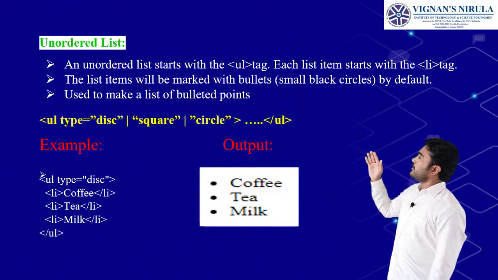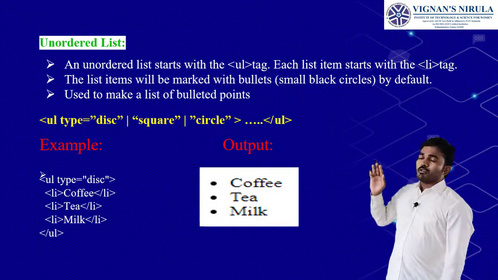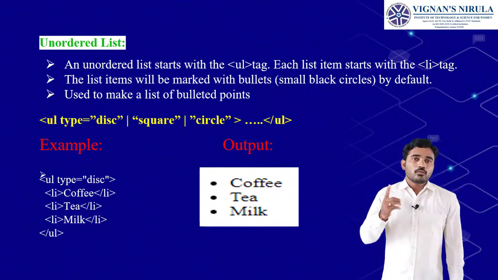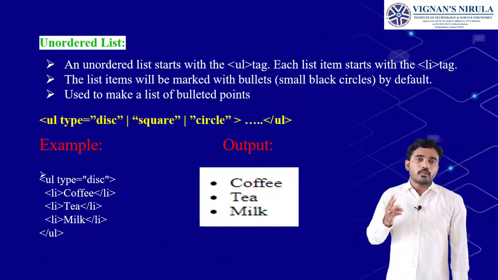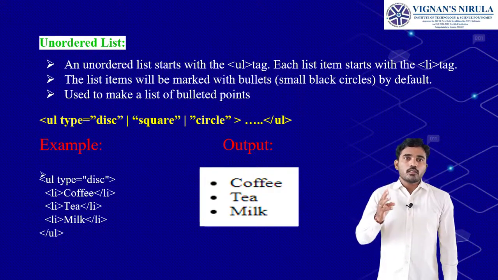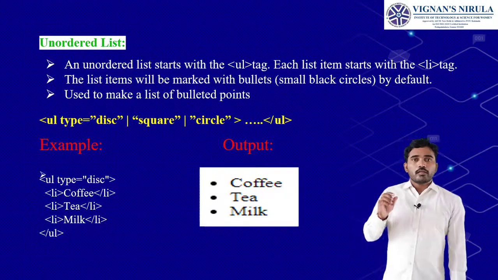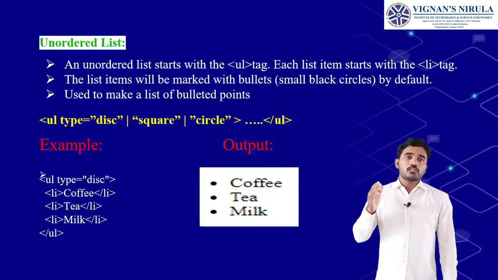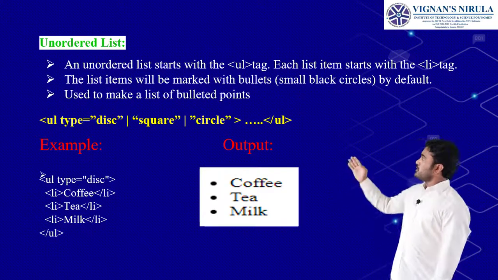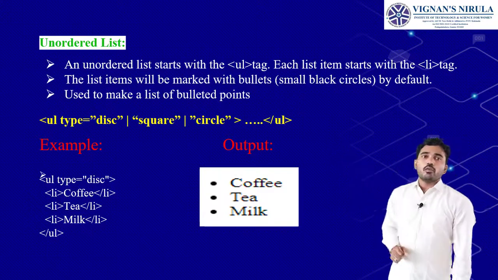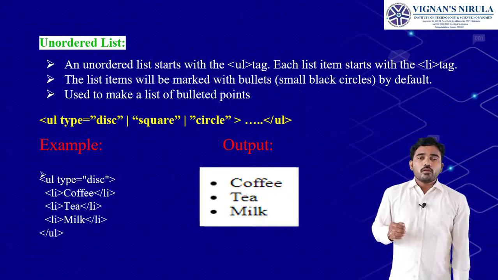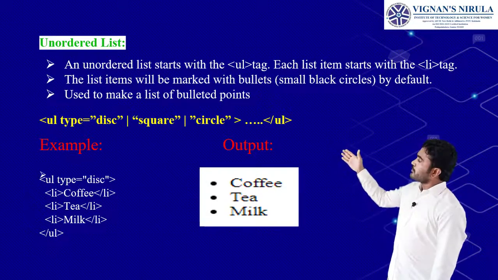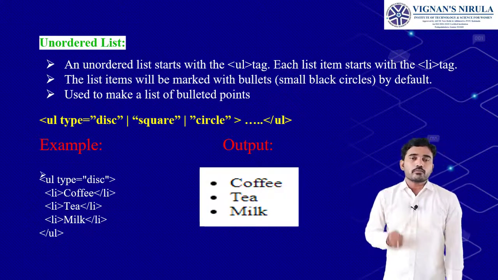It starts with UL type equals, and you can mention three values. Among the three you can select one value. The three types of unordered list are disk, circle, and square, and you write the list of items in between the opening UL tag and the closing UL tag. In that example, you have chosen UL type equals circle, and we have chosen three list items.